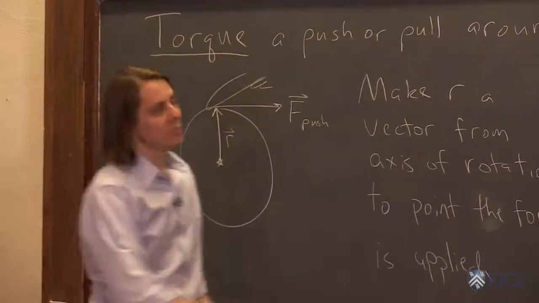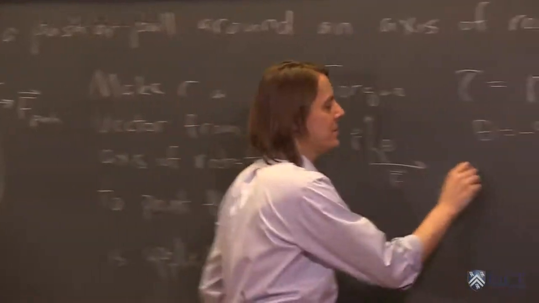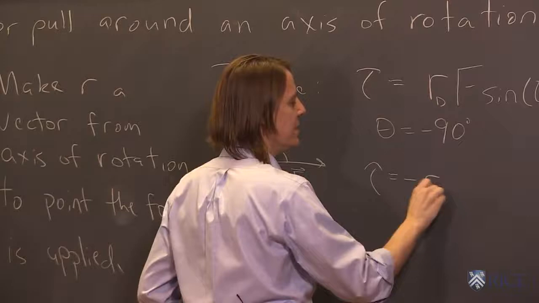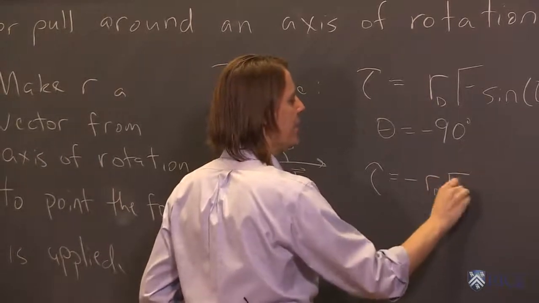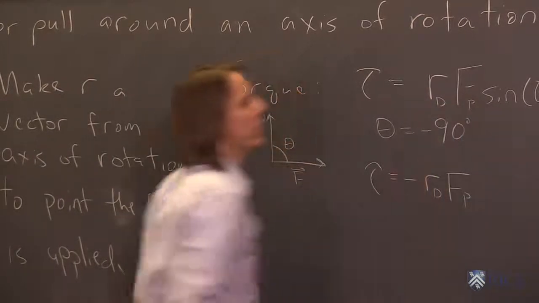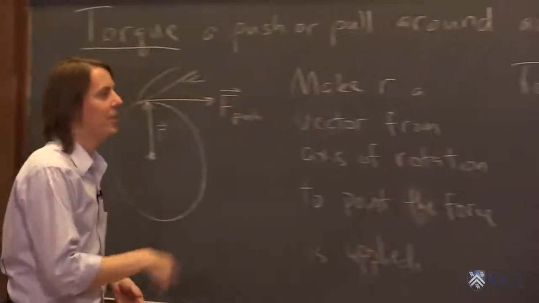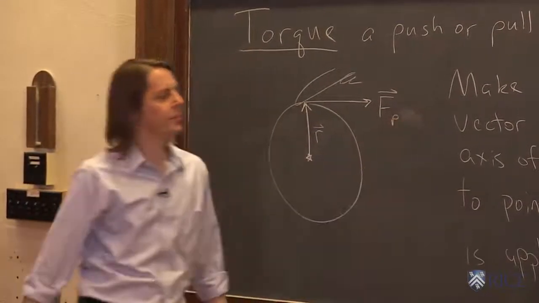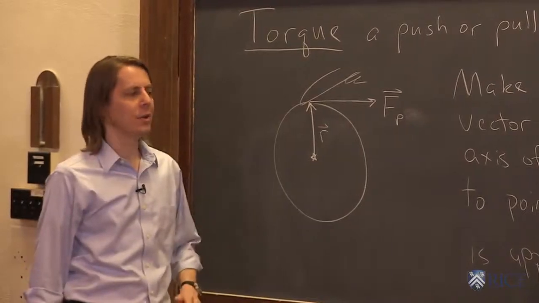So in this case, if we plugged in our values, torque in this case would be minus r, the radius of the disk, I'll start calling it r_d since it's a specific r, times F_p, the force of the push, right, times the sine of the minus 90 in between them. We'll just call it F_p. There you go. Okay. So that's how we calculate torque in that case.